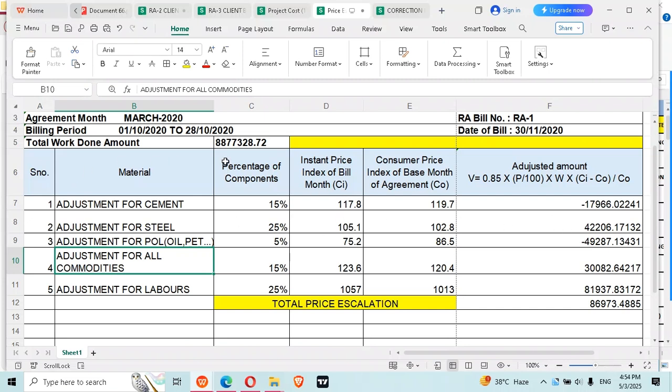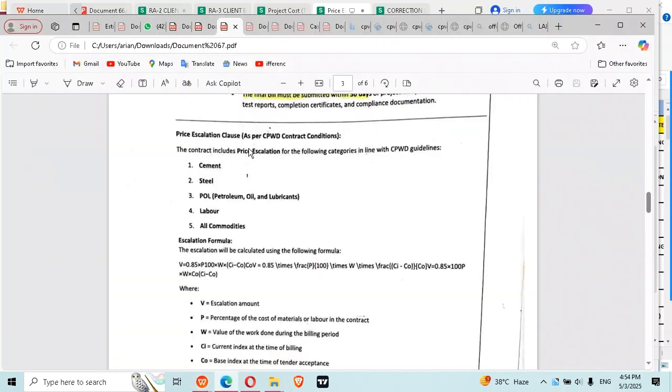I am coming to all of these items. I am coming to the material, percentage of components, and how we calculated them, with all the explanation. First of all, I am coming to the price escalation clause as per CPWD contract conditions. The contract includes price escalation for the following categories in line with CPWD guidelines. CPWD means Central Public Works Department. We have cement, steel, petroleum, labor, and all commodities. So CPWD is telling us that you should calculate the price escalation for these 5 items. Understood?